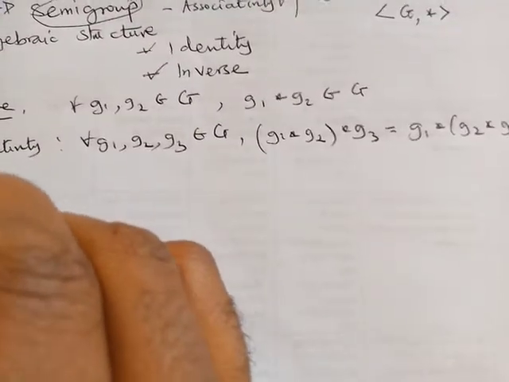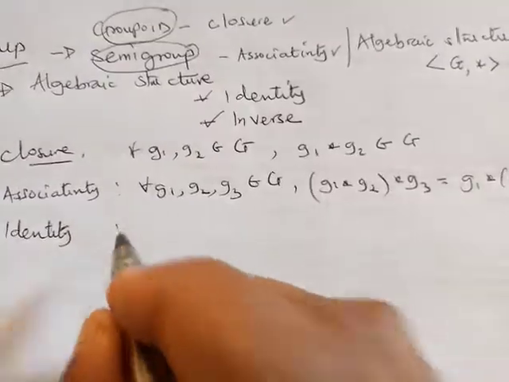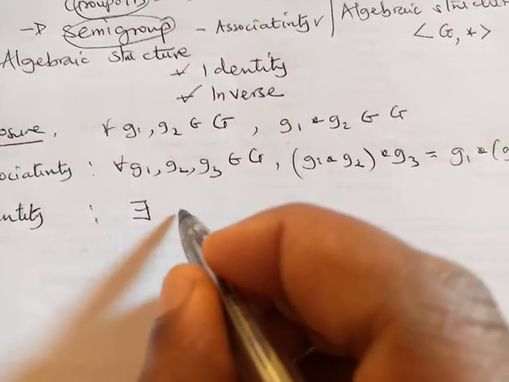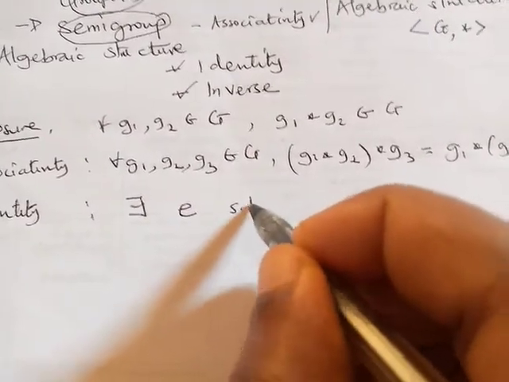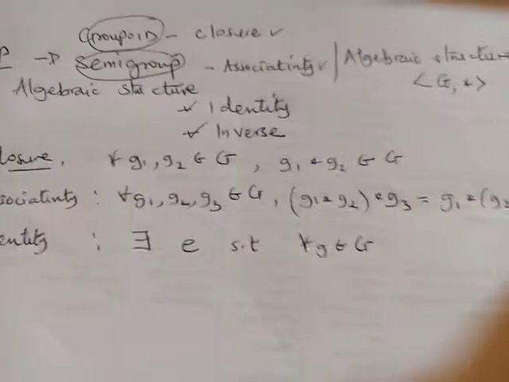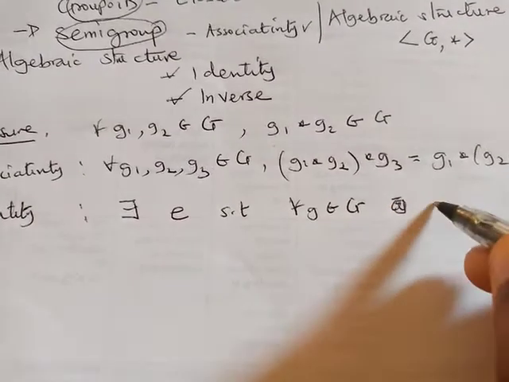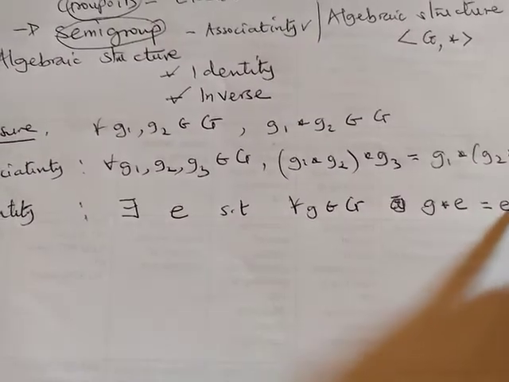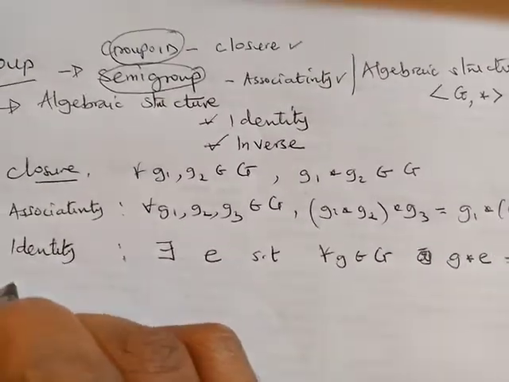Next, identity. For identity, there exists an identity element e such that for g in G, okay, for an element in this non-empty set G, g * e will be the same as e * g, which is equal to g.